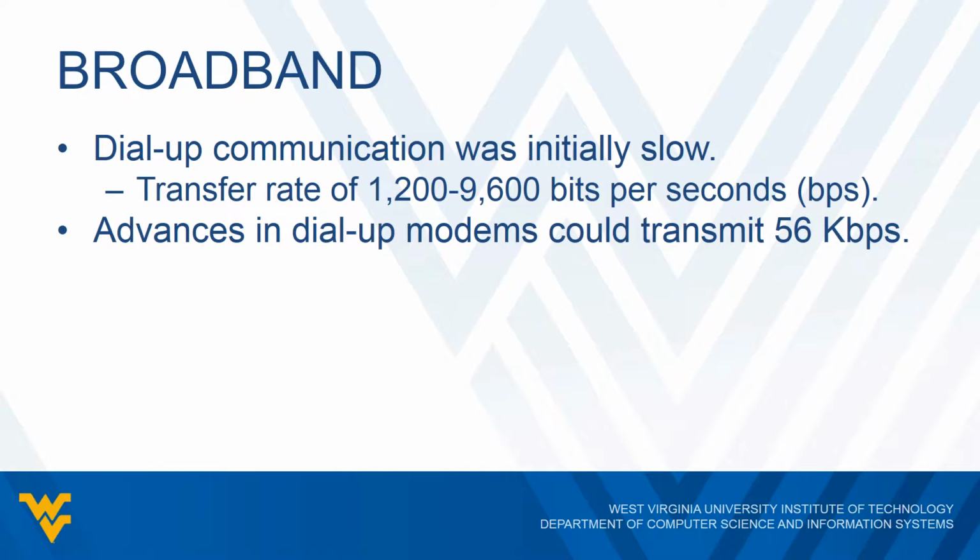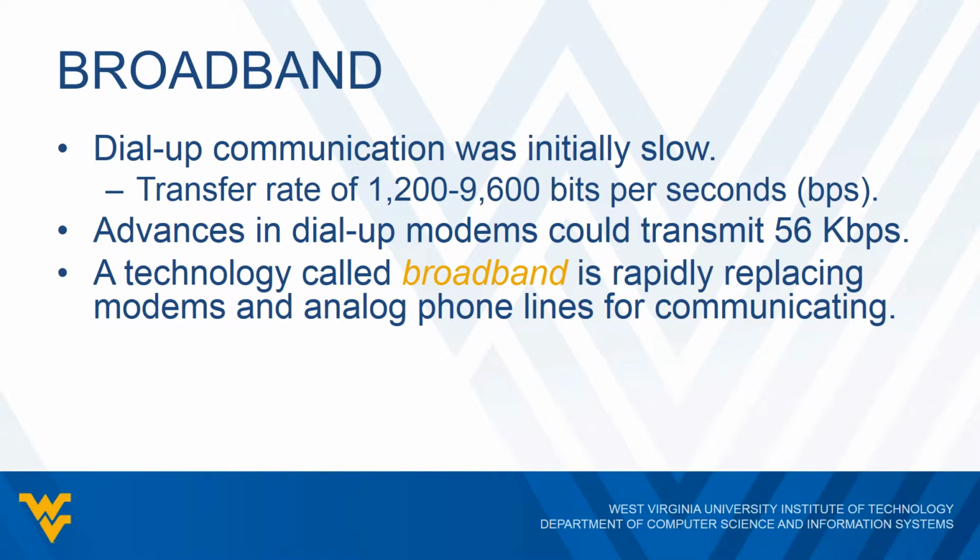Now, there were advances in dial-up modems, and they could transmit at 56,000 bits per second, or 56 kbps. This was better, but still way too slow to handle the transmission of multimedia-based documents, such as web pages or MP3s or videos. Some of these connections are still used, but we really don't see 56K modems being used anymore. There was some recent technology called broadband that's rapidly replacing modems and analog telephone lines for data communications to and from schools, homes, and offices.